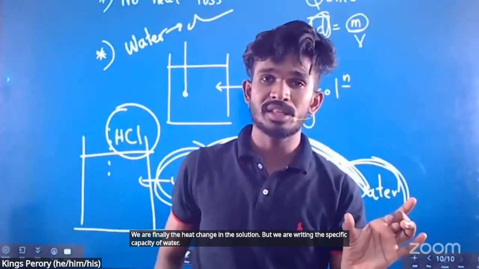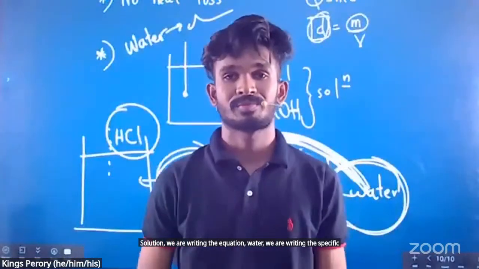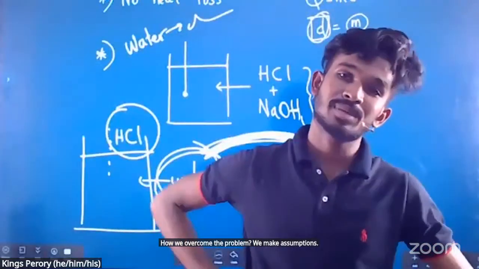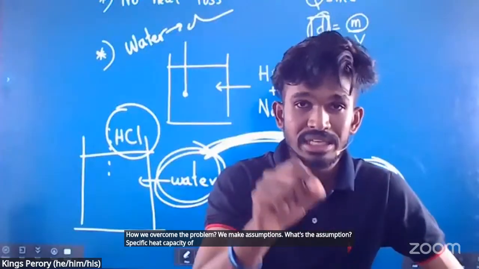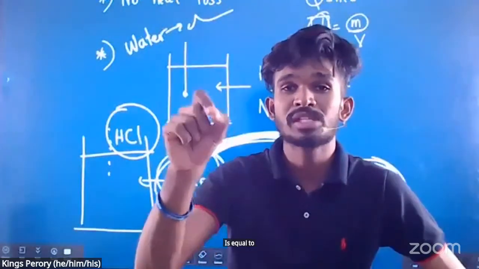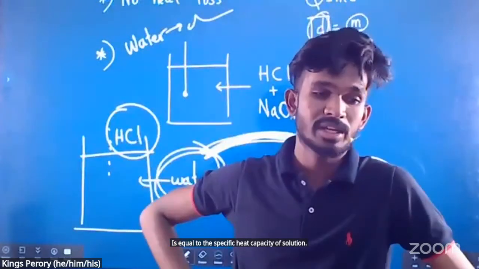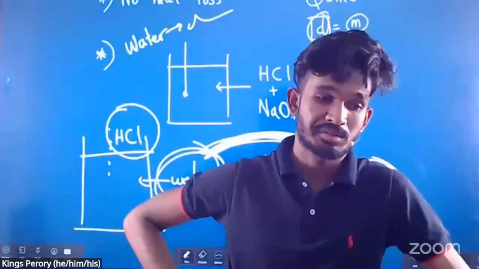For the solution, we are writing the equation. For water, we are writing the specific heat capacity. Again, there's a problem. How do we overcome the problem? We make an assumption. What's the assumption? Specific heat capacity of water is equal to the specific heat capacity of solution. Tell me, can it be 100% equal? No.